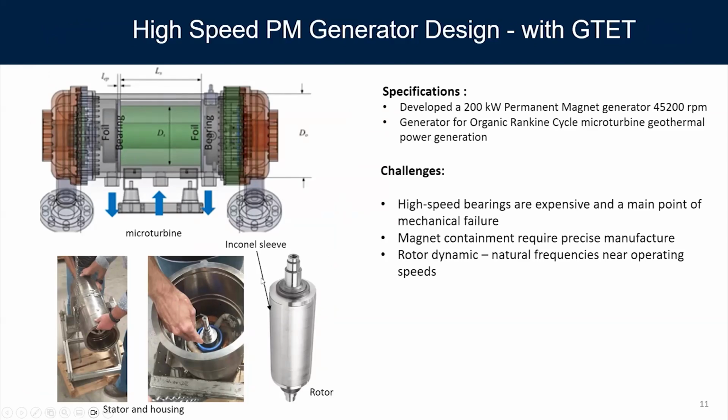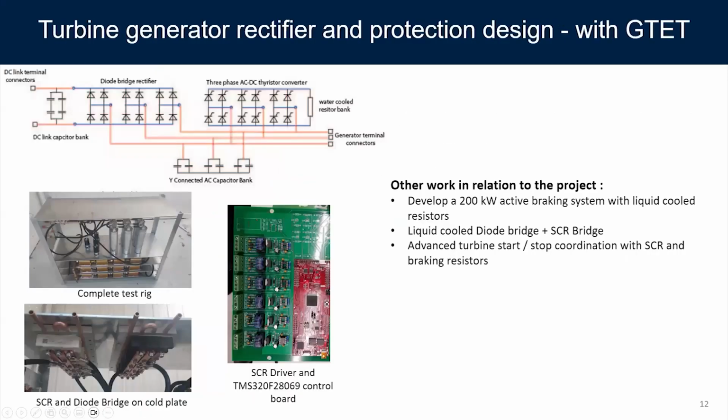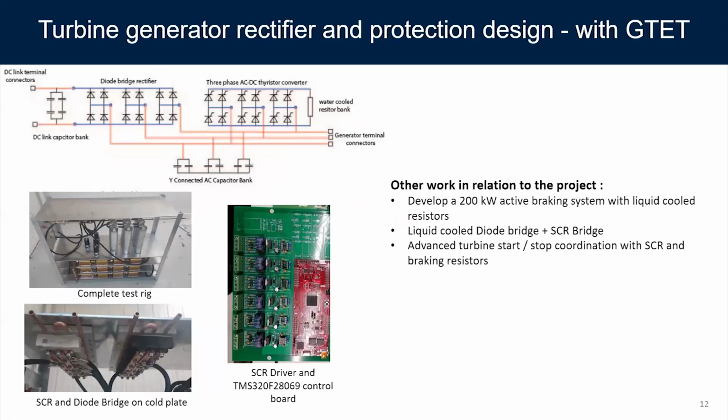So if there's a fault, then we need to bring it down or brake the generator really fast. For that, you need to have braking resistors that can capture the energy very quickly and then spin down or brake the generator really fast if there's a catastrophic failure or if there's a fault signal. So that type of work we did for this project as well.